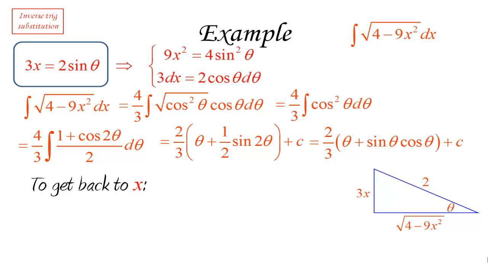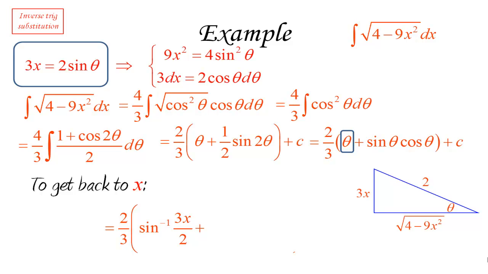Okay, so now let's try and find out what our integral is then. The 2/3 is just a constant. We're going to leave it there, not a problem. Okay, what about the theta? Well, if sine theta is 3x over 2, theta has got to be the what? Yes, the inverse sine of 3x over 2, right? So we're just going to reverse the sine.